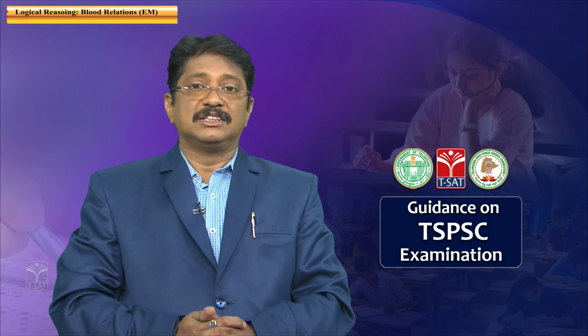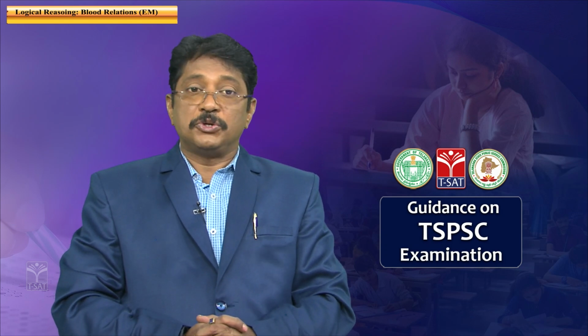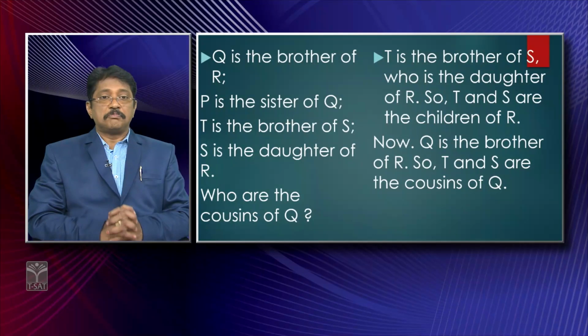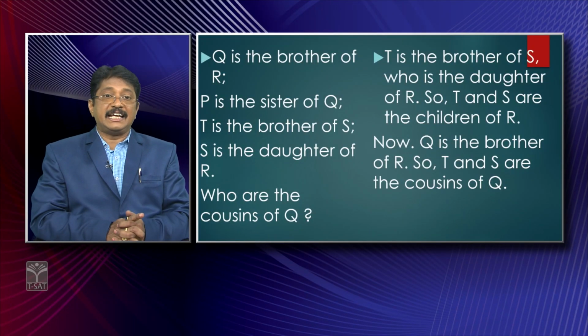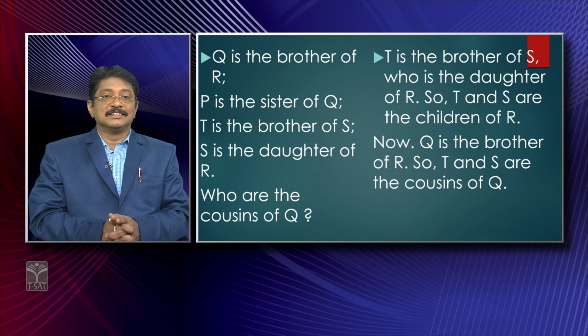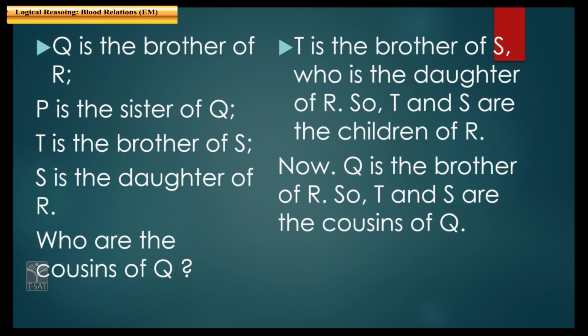Okay, here one more question is given. Q is the brother of R, P is the sister of Q, T is the brother of S, S is the daughter of R. Who are the cousins of Q? See how beautiful a question it is. So here T is the brother of S, correct? S is the daughter of R, and T is the brother of S, so T is the brother of S, who is the daughter of R.